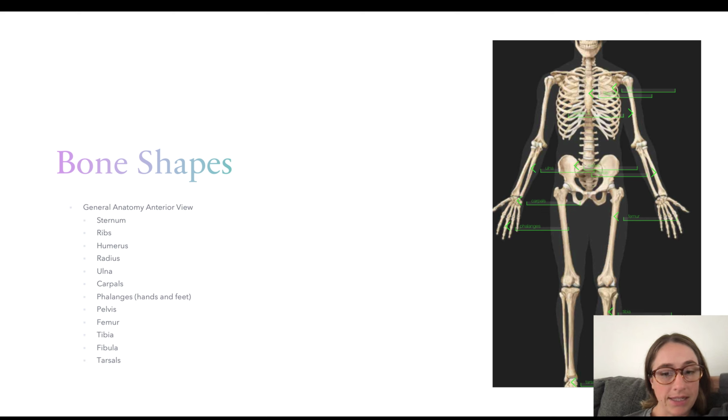And then lastly, we're getting into the general anatomy of the anterior view, the frontal view of the body. So we have sternum, ribs, humerus, radius, ulna, carpals, phalanges, which are hands and feet, the pelvis, and the femur, the tibia, fibula, and tarsals.